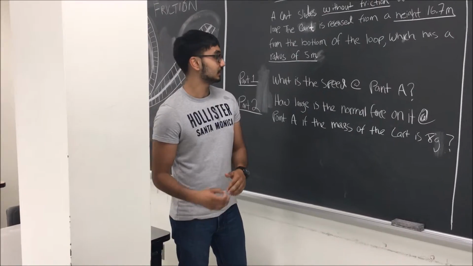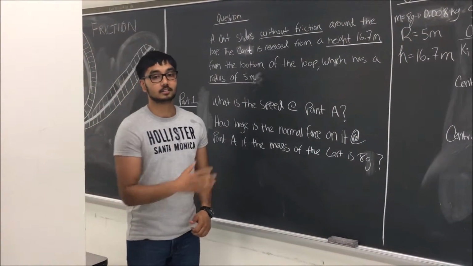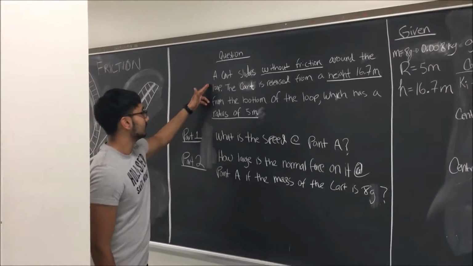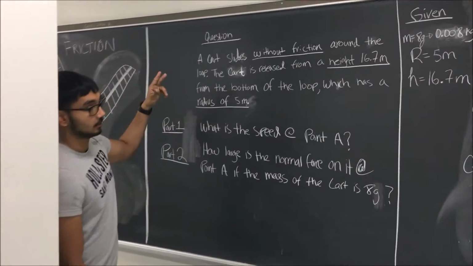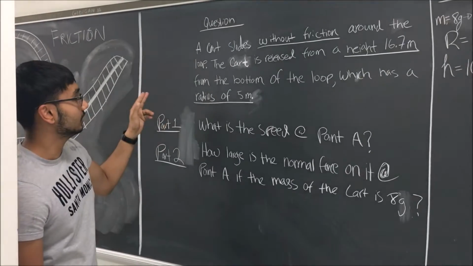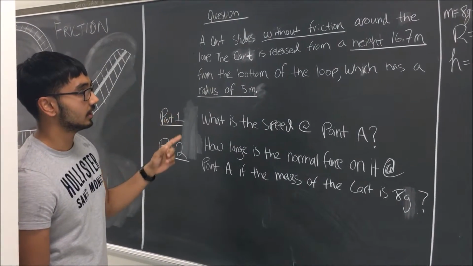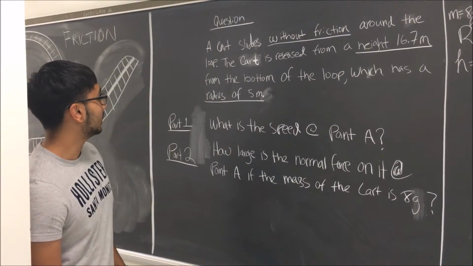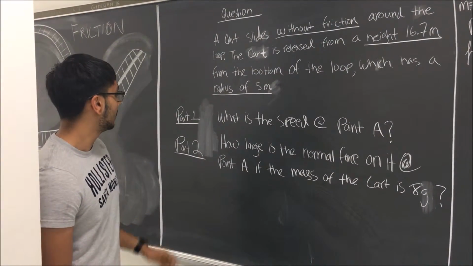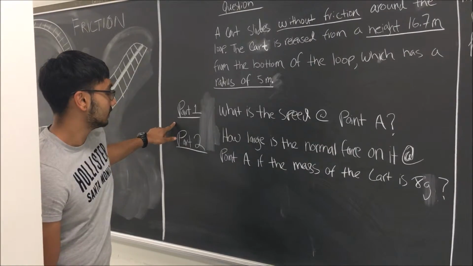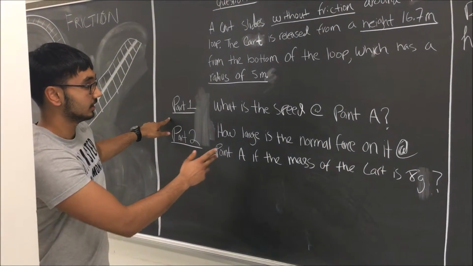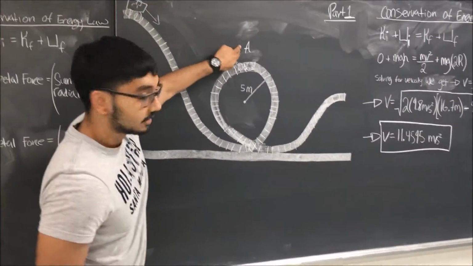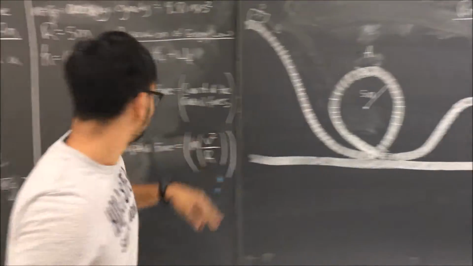So now I'm gonna explain all the concepts that we learned before into this one problem. So we're gonna solve this problem right here. It says a cart slides down a ramp without friction around the loop. The cart is released from the height of 16.7 meters from the bottom of the loop, which has a radius of 5 meters. So first part, we're gonna try to solve for the speed at point A, which is over here. So we're gonna find the speed over here, the velocity.